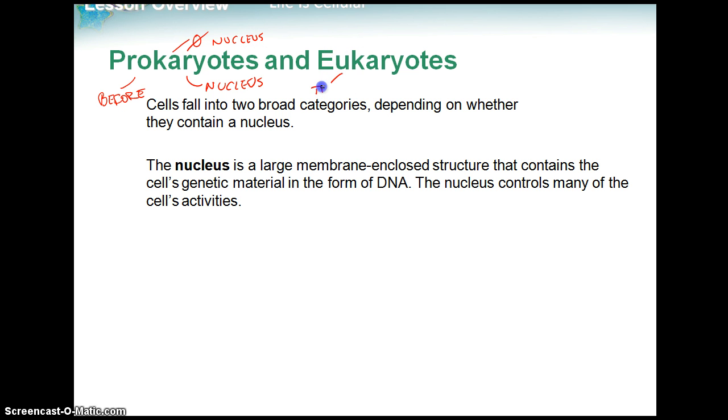Eu means true. And again, karyote means nucleus. So what this means is these cells are going to have a real nucleus. They're going to have a membrane-bound nucleus.